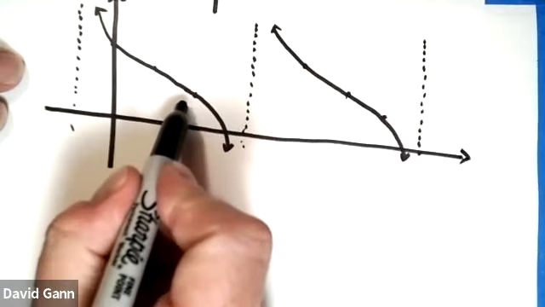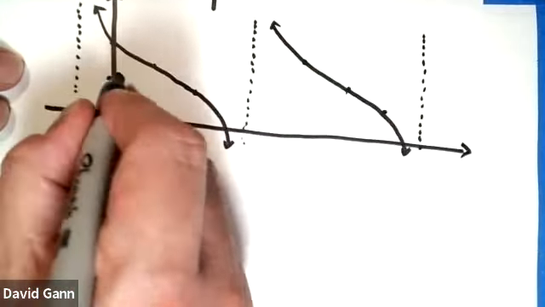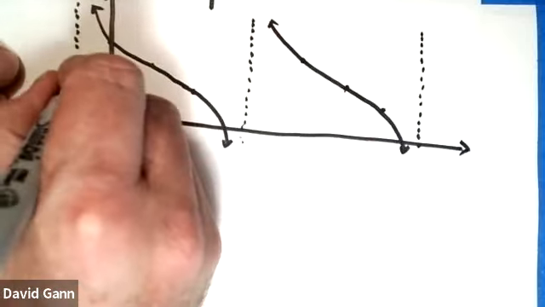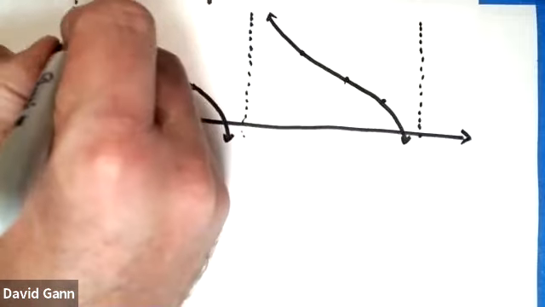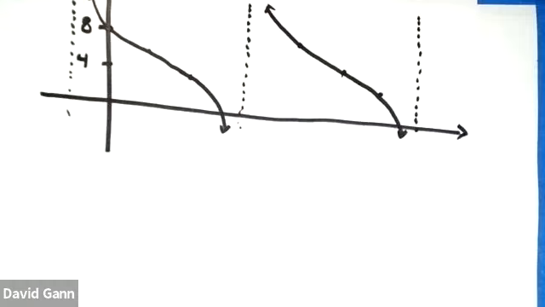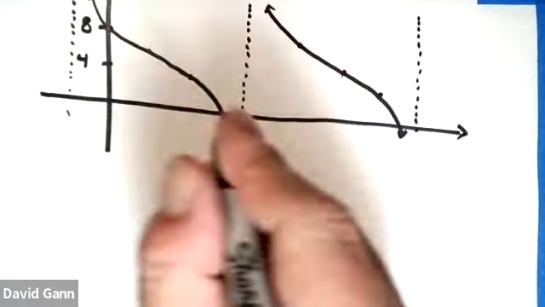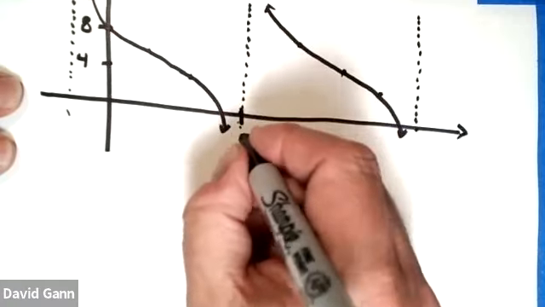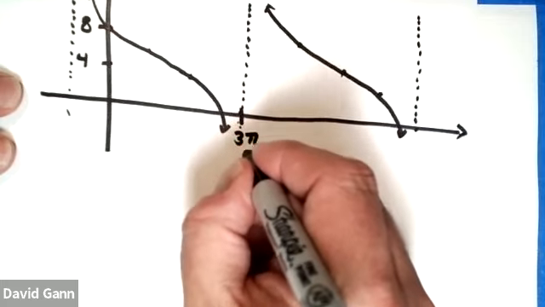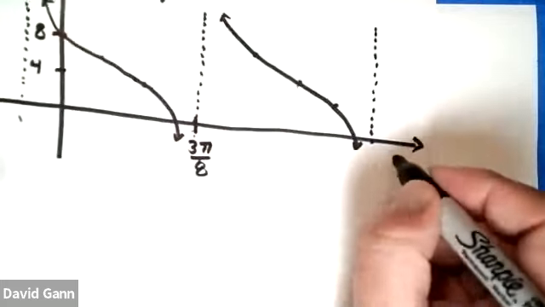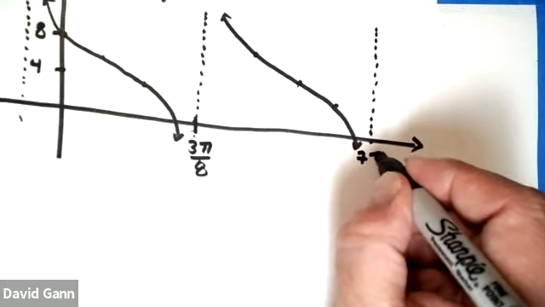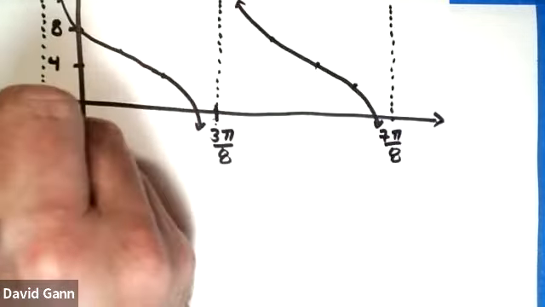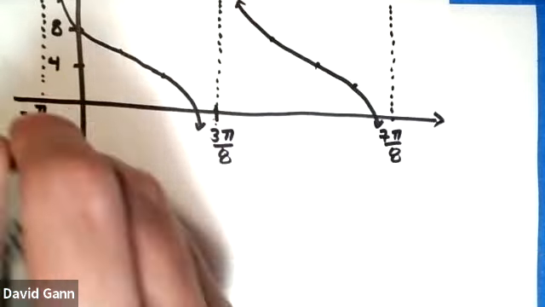Now to put the labels on, I'll make this, let's say, 4 and 8. And then to put some labels on the x-axis, let me make this 3 pi over 8 and 7 pi over 8. So if we wanted to come back and put this one in, it's actually negative pi over 8.